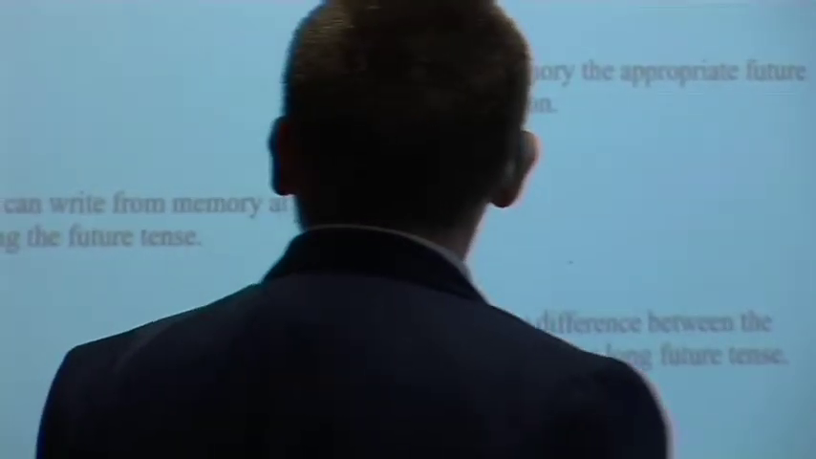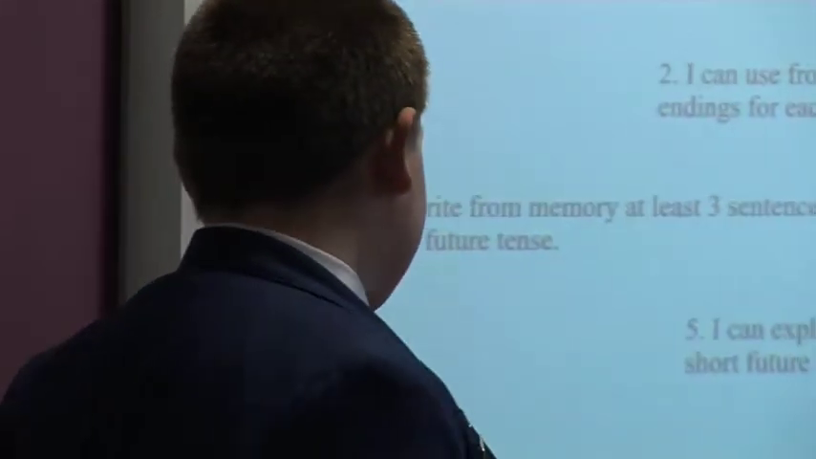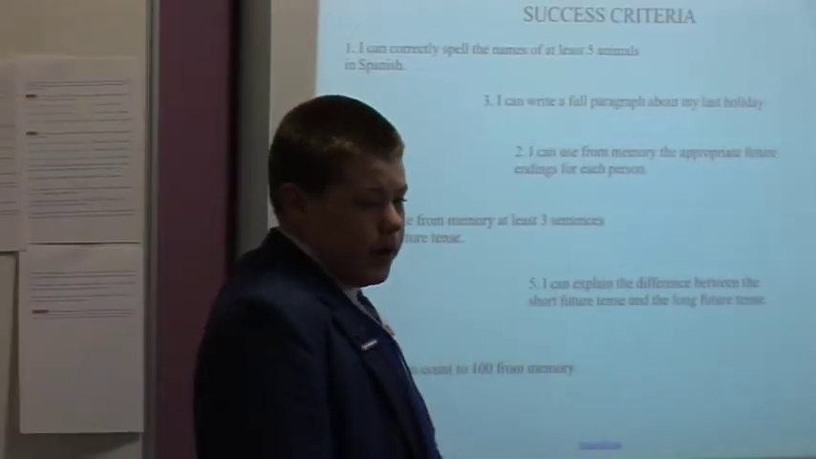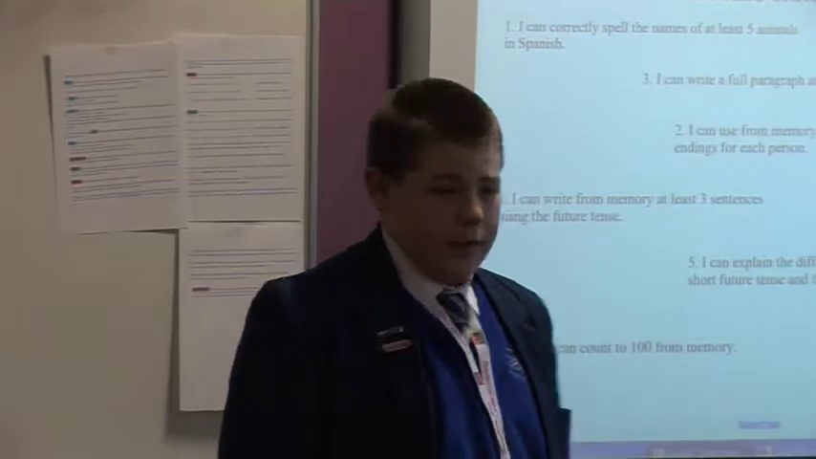Right, on the board there's some success criteria. Now 3 of them are correct and are going to be successful in today's lesson. It's your job to pick out the 3 that you think are going to be successful today. So you've got a minute now to think about which ones you think are the right ones and which ones are the wrong ones. You can start now.